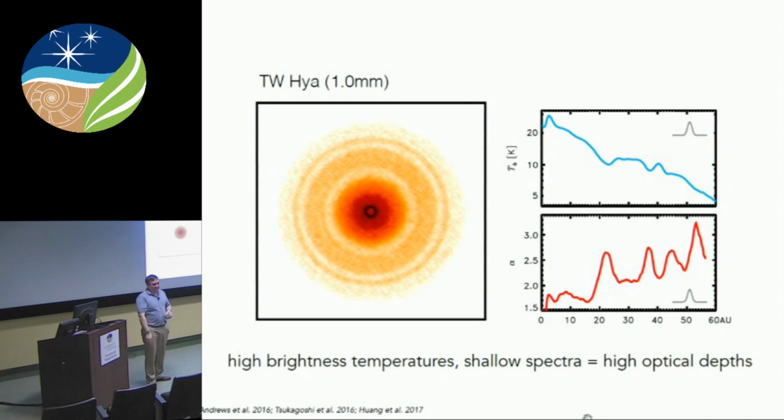Sure, Scott can go first. Two things about these ring structures. One is, you don't think it has anything to do with the ice snow line? Well, you'll notice that I very carefully did not speculate on origins, but that is one idea.